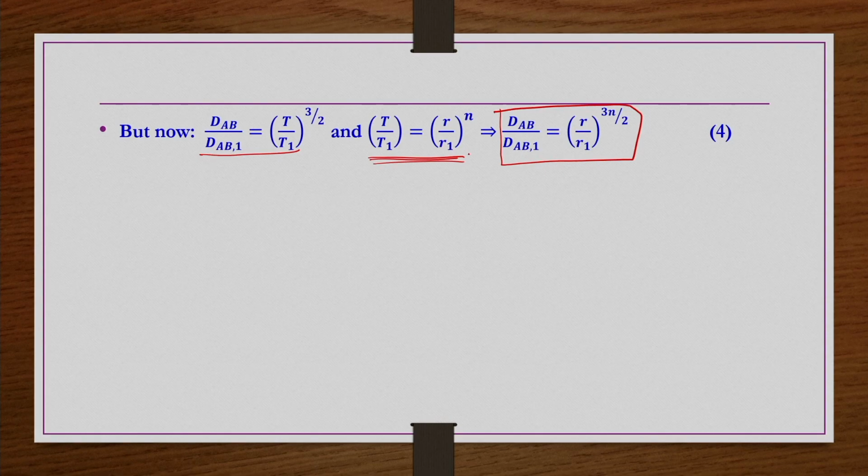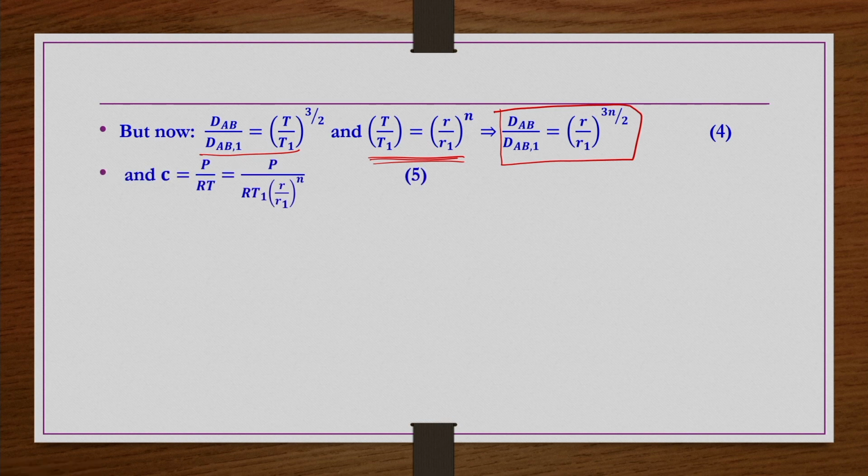Unless you include that T is a function of R, the solution will not be reliable, because that statement is given in the problem and should be incorporated. Had that not been given, we would have taken only dAB equals dAB,1 multiplied by (T by T1) power 3 by 2, that's it. But now T by T1 is given by this expression in the problem statement, so that information should also be brought into the picture.